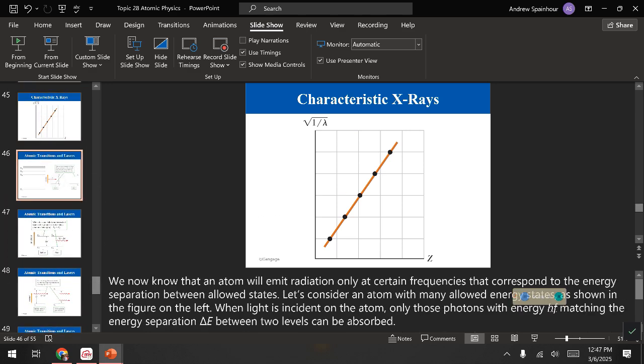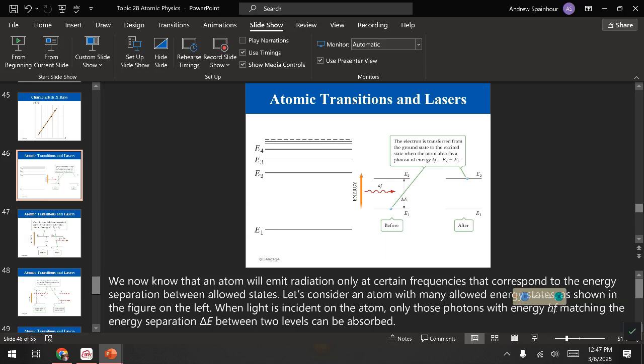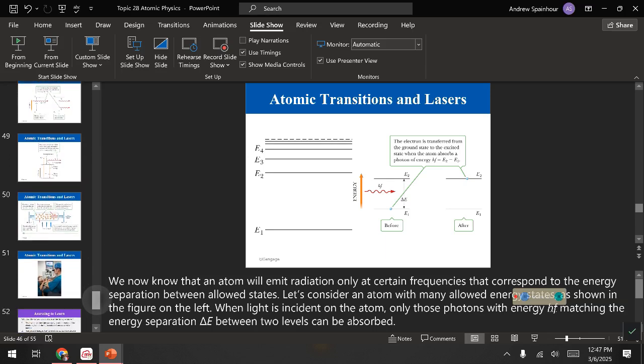Let's talk about lasers for half a second. All right, I think this is it, and then I'm done.